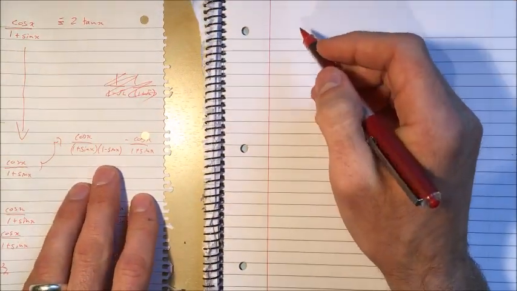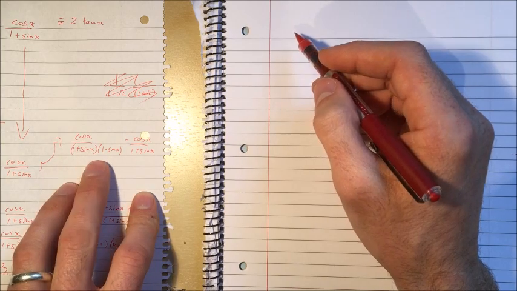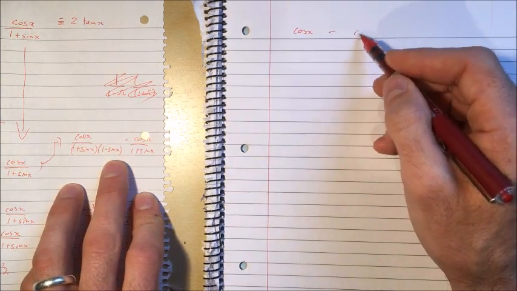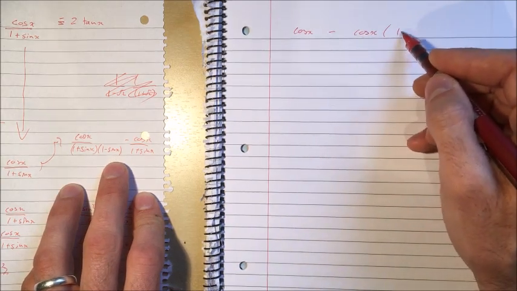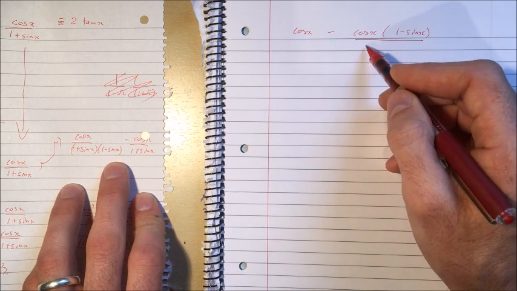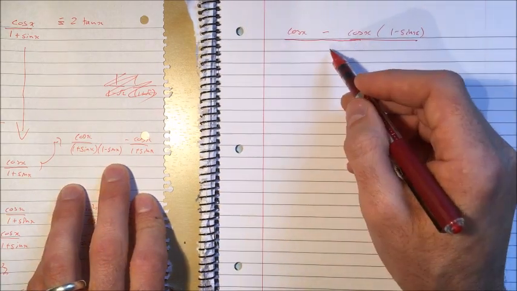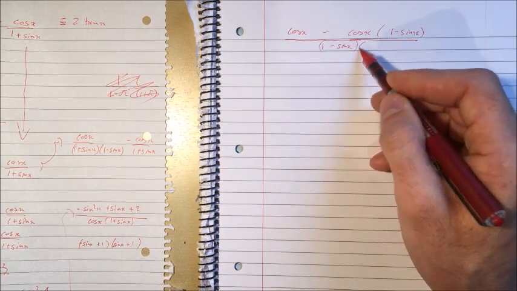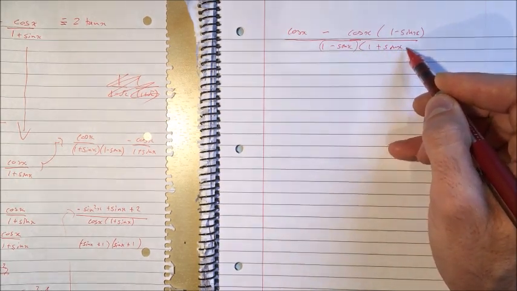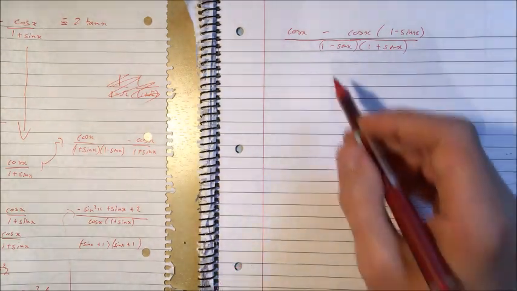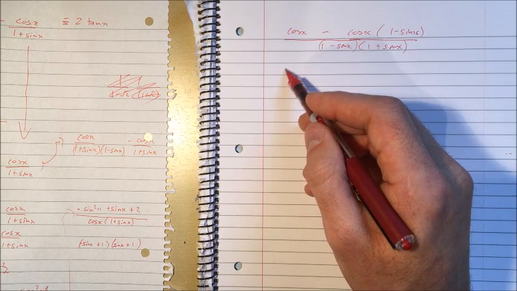Now, the thinking here is cos x minus cos x 1 minus sine x over 1 minus sine x 1 plus sine x. So where does that leave us? We can factorise the cos x out of the top.